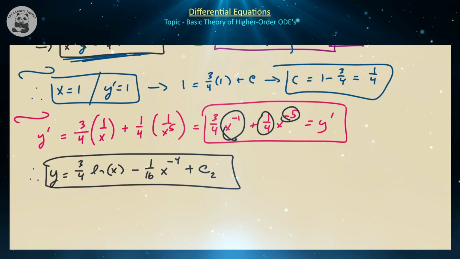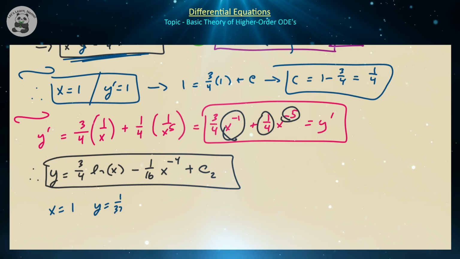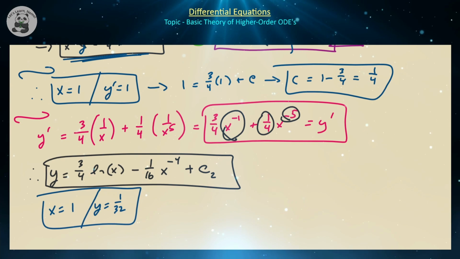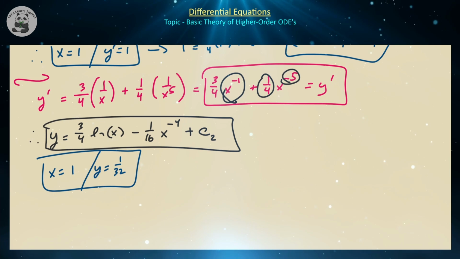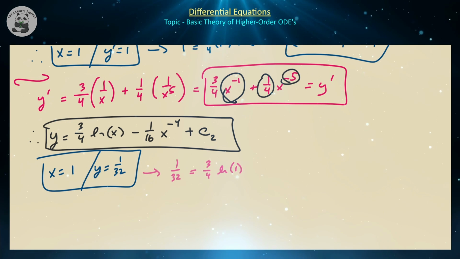So, from our other initial condition, when x is equal to 1, we know that y was equal to 1 over 32. So using this criteria, we should be able to get what c2 is equal to. So that's going to give us what? 1 over 32 is going to be equal to 3/4 times the natural log of 1, which we know is going to be equal to 0, and then minus 1 over 16 times 1 to the power of minus 4, plus our constant c2, which we're going to look for.